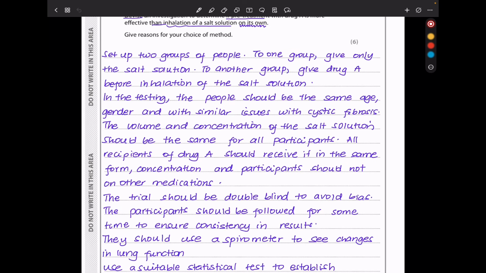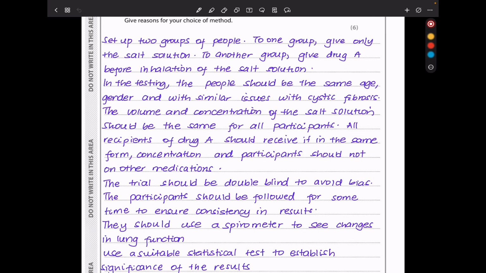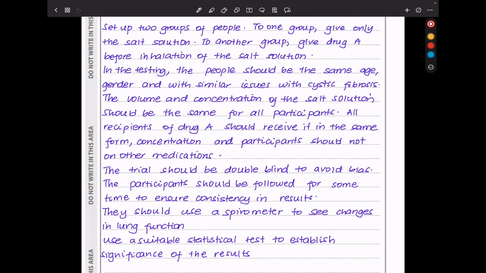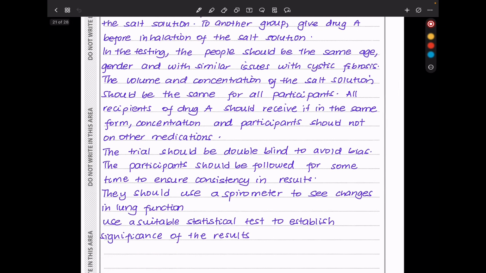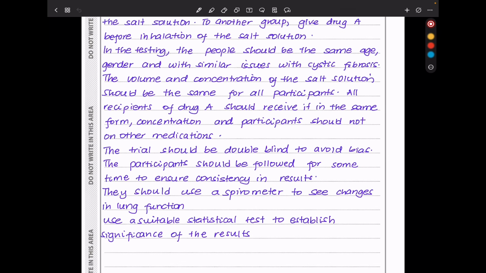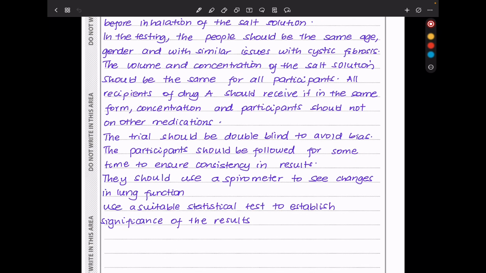In testing, the people should be the same age, gender, and with similar issues related with cystic fibrosis. The volume and concentration of the salt solution should be the same for all participants. All recipients of drug A should receive it in the same form, meaning it could be tablet or it could be liquid. It has to be the same form and concentration, and participants should not be on other medications. The trial should be double-blind to avoid bias, and the participants should be followed for some time to ensure consistency in the results. This could be maybe 6 months and so on.